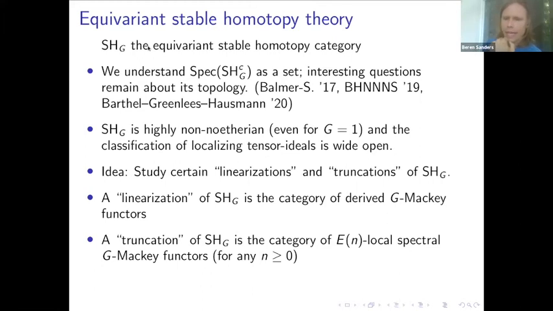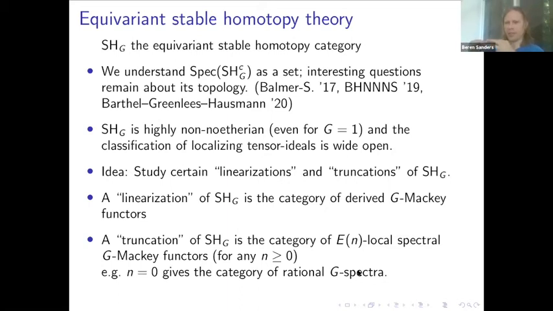For example, if you took n to be 0, you would obtain the category of rational G spectra. That is the most brutal truncation, but you could consider other chromatic truncations. Since SHG is a big, non-Noetherian, complicated thing, we could instead consider these categories of spectral Mackey functors and see if we could understand them. And that's our main, completely new application of this theory of stratification.